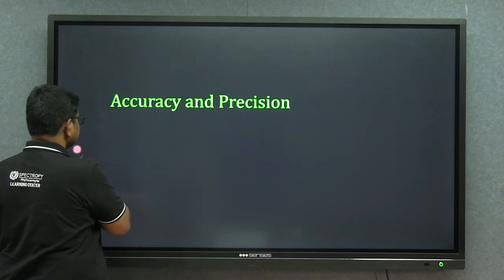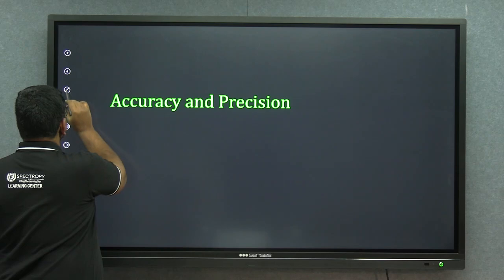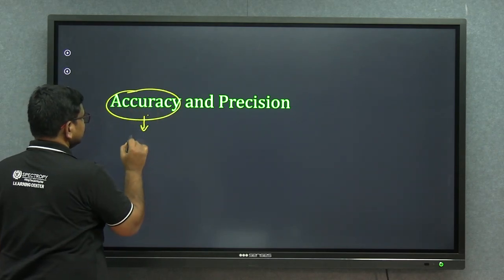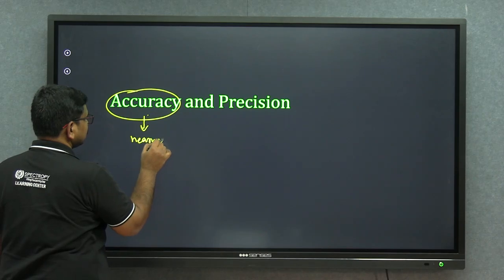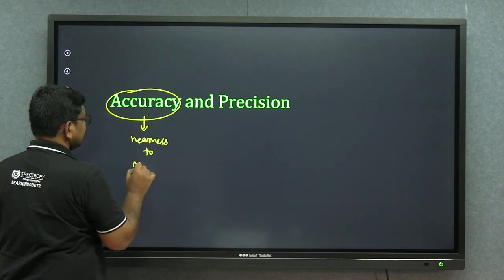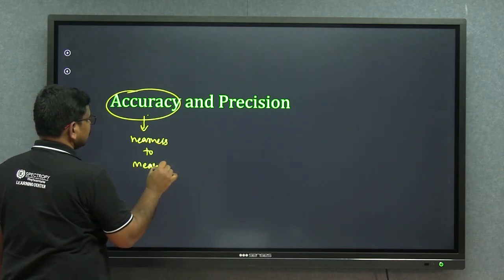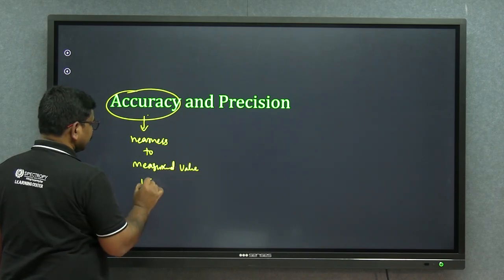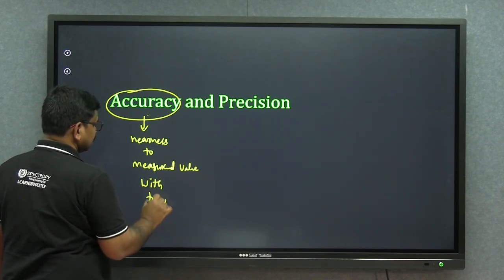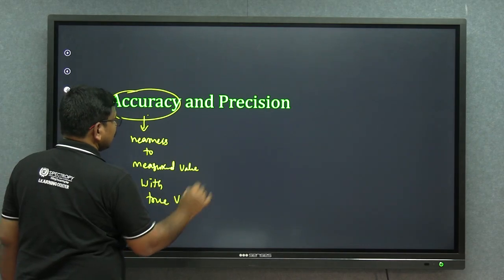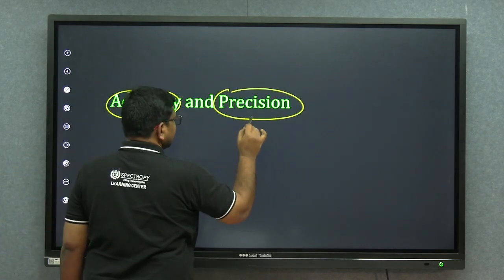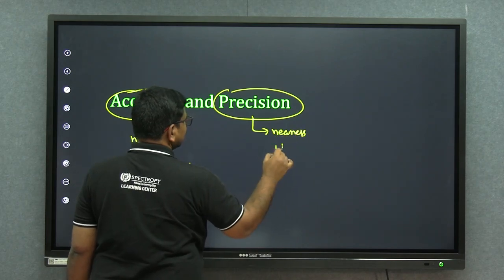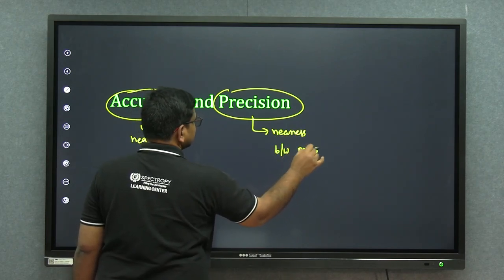Accuracy is nearness of the measured value with the true value, whereas precision is nearness between measured values. Simple, nearness between measured values.